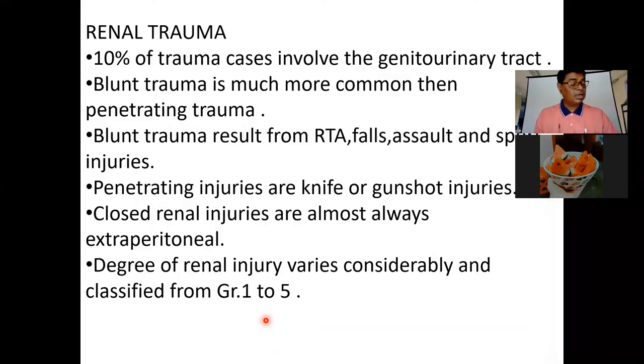Next, let us finish within a few minutes. Next is renal trauma.